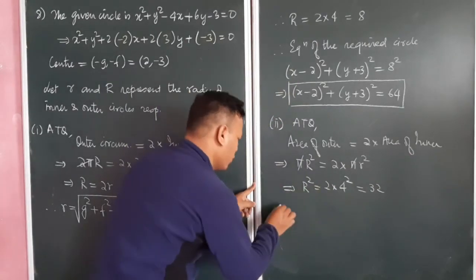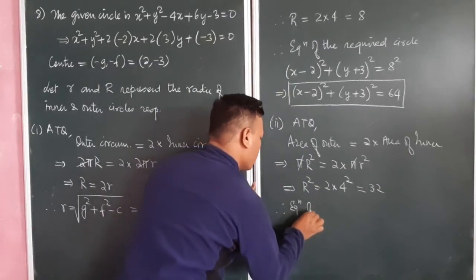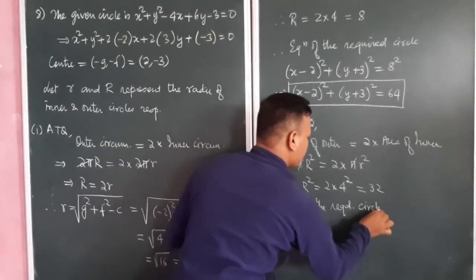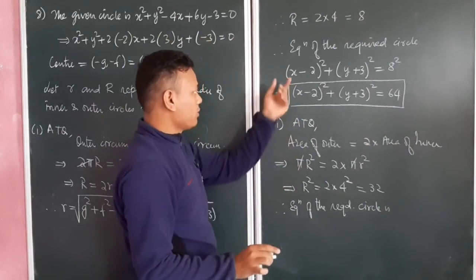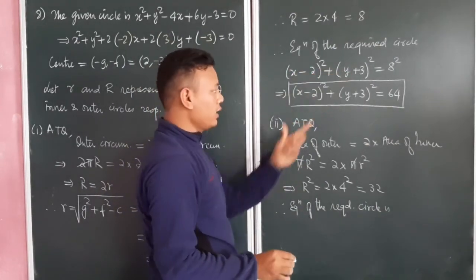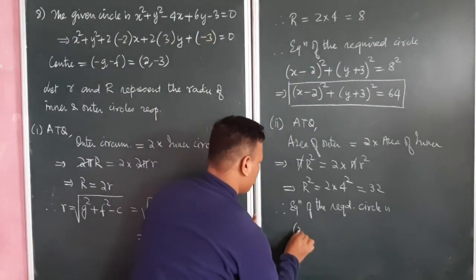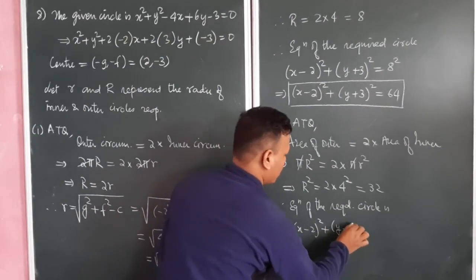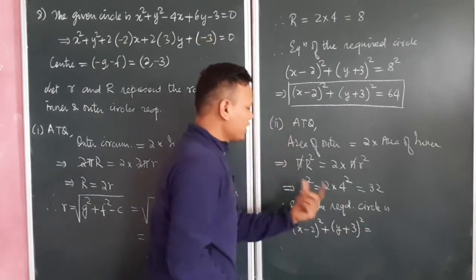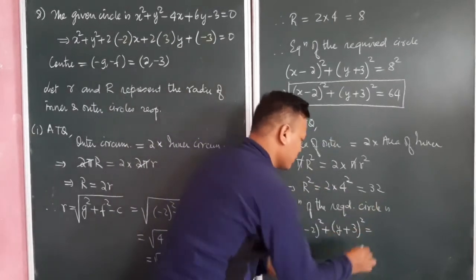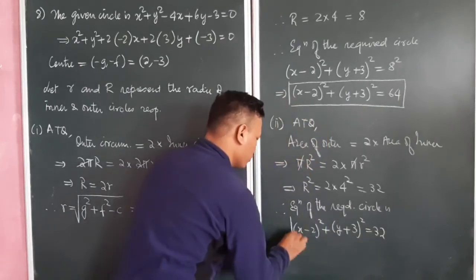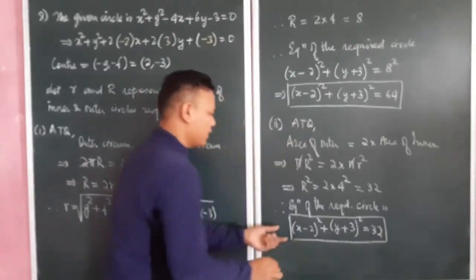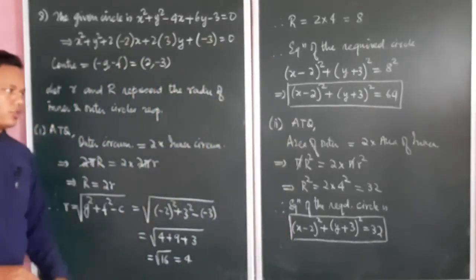Therefore the equation of the required circle, again the center is going to be the same, so we get x minus 2 whole square plus y plus 3 whole square equals R square, and R square is 32. So for the second case, that is when the area is double, the equation becomes this much. Pause the video to note down.